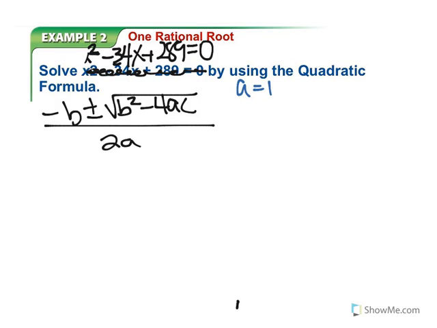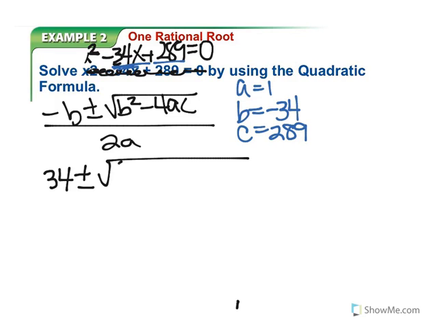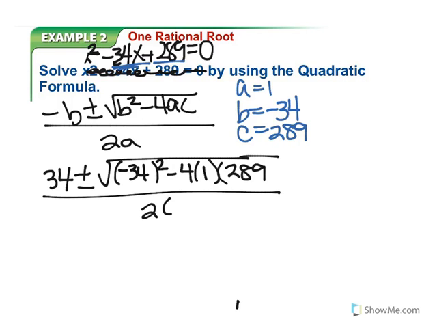We know that b is equal to negative 34 because that's what's in front of my x term. And we know that c is equal to 289 because that's the number by itself. Now I'm going to plug in accordingly. We have negative b, so meaning the opposite sign of b, so we're going to have 34 plus or minus the square root, parentheses negative 34 squared, minus 4 times 1 times 289, divided by 2 times 1. All I did was take these coefficients and plug them into my quadratic formula. That's where all these numbers came from.